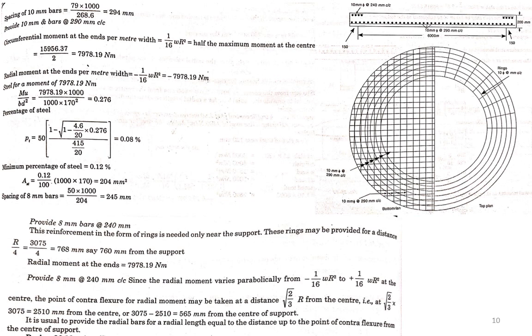So from the support it is 565 mm. You have to give the radial bars for a radial length equal to the distance up to this point, that is 565 mm. So up to 565 mm from the support you have to give the radial reinforcement. So that is the difference here when the end condition is partially fixed. And in this problem also, we haven't checked the shear. You can do it on your own and check the shear also. Okay, I hope it is clear now.